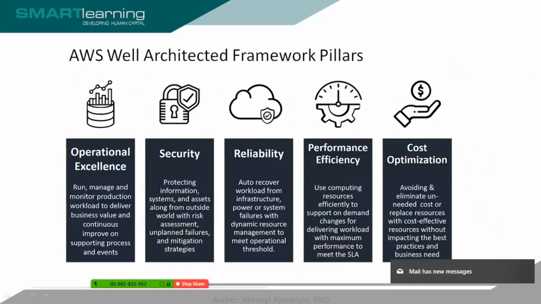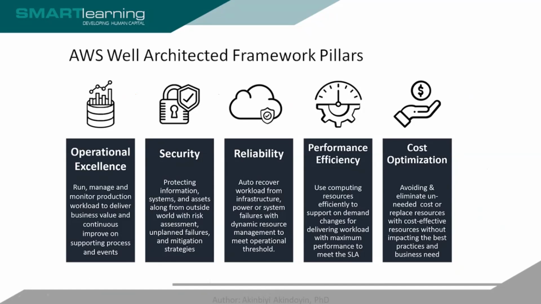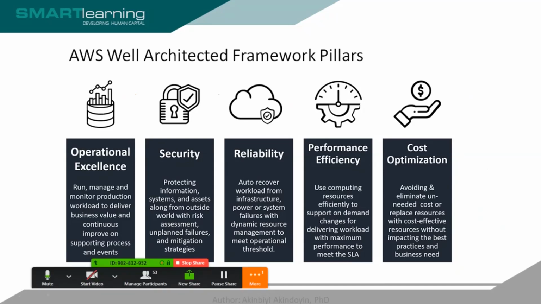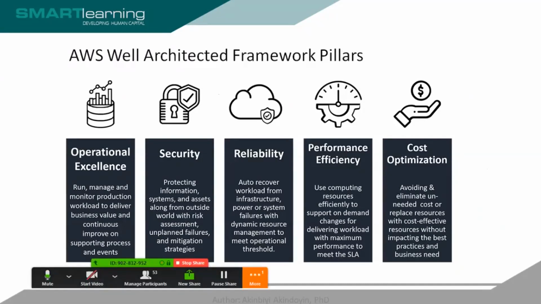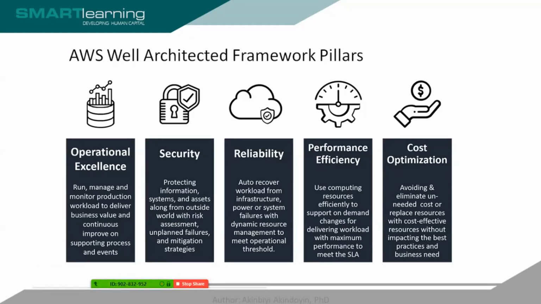All right, so we'll start with the well-architected framework pillars. There are 5 fundamental pillars that help you to check all the pain points within your architecture. So if you build an architecture for an organization, these are things you need to check. You need to first check the operational excellence. That entails how you run, manage and monitor production workload. I'm going to use the term workload regularly within this webinar.